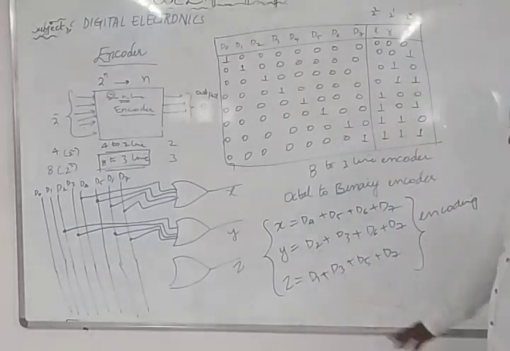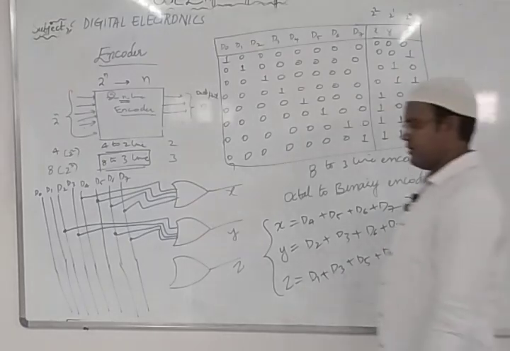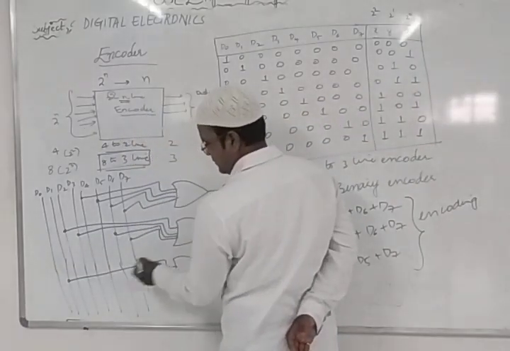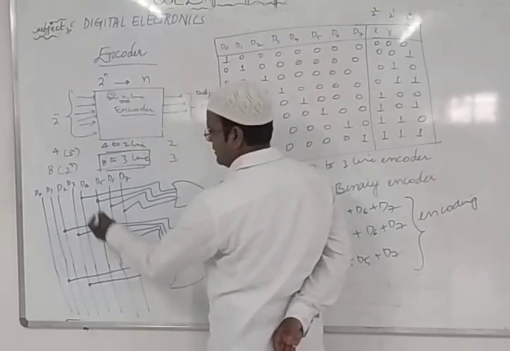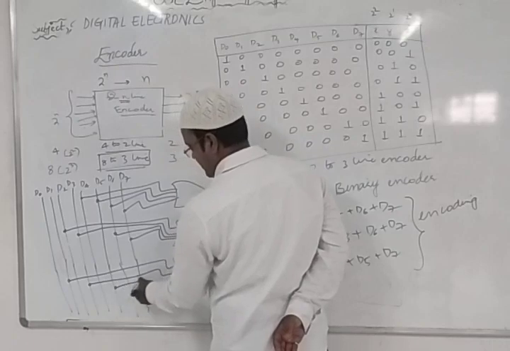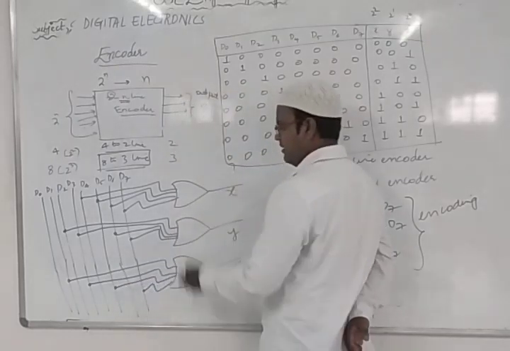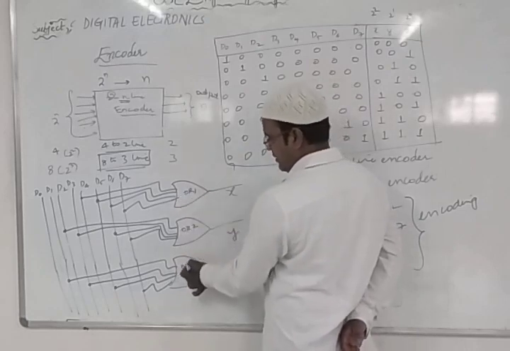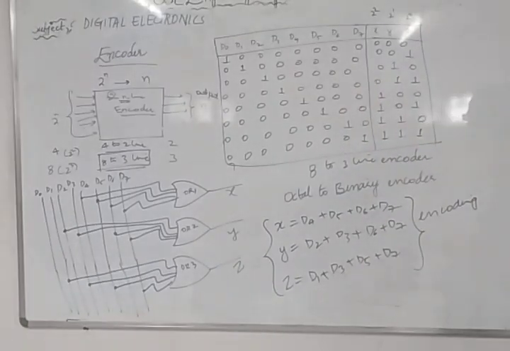For the next thing, what is there? Z. How do we write? 1, 3, 5, 7. Alternates you need to take. So this is your 1. This is your 3. 1, 3, 5, then 7. So this is the way we got the output. This is OR gate 1, OR gate 2 and OR gate 3. Right? So now we have implemented these combinations by using the basic logic gates.